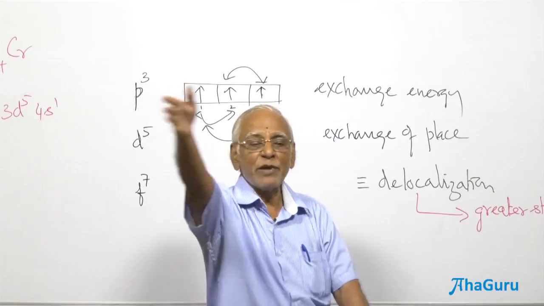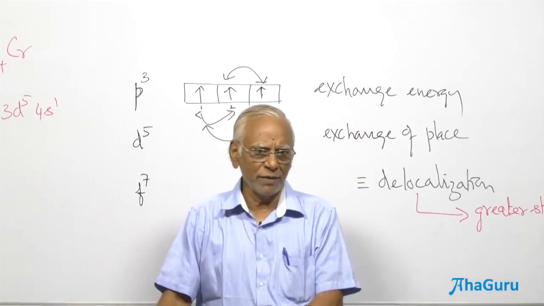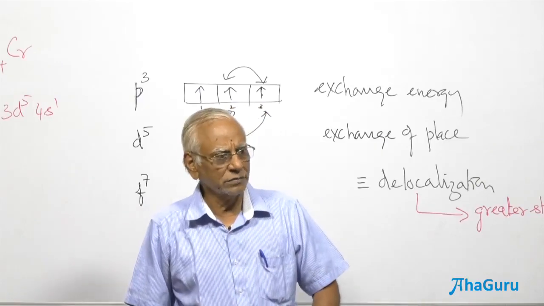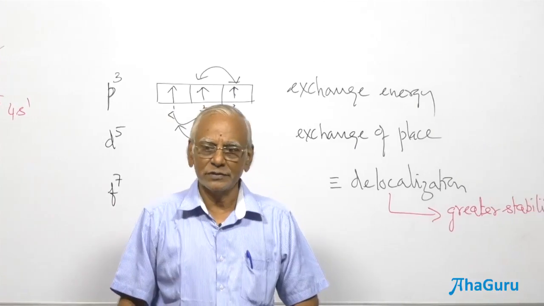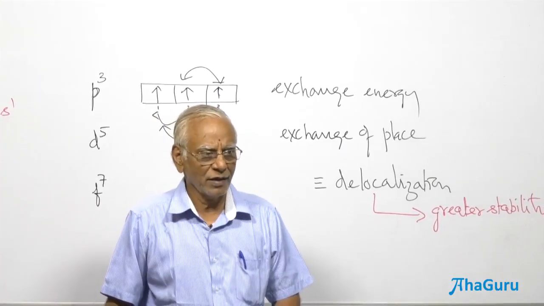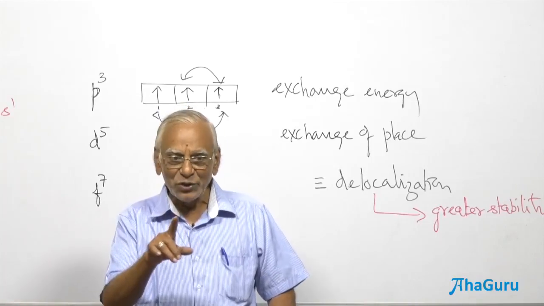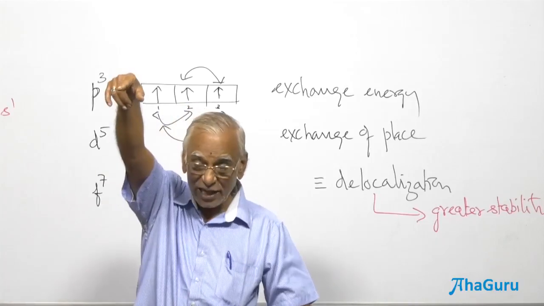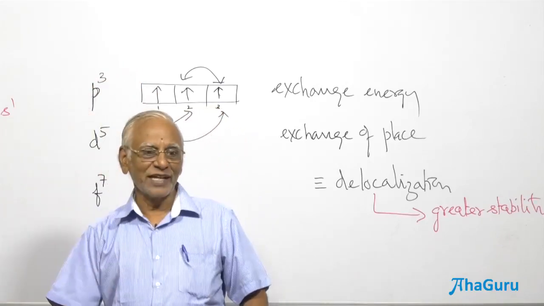And between P4 and P5, tell me. P4, how many unpaired electrons? 2. Between P2 and P4, more or less the same. But of the two, P4 is likely to be more reactive than P2. That is what I am going to explain to you.